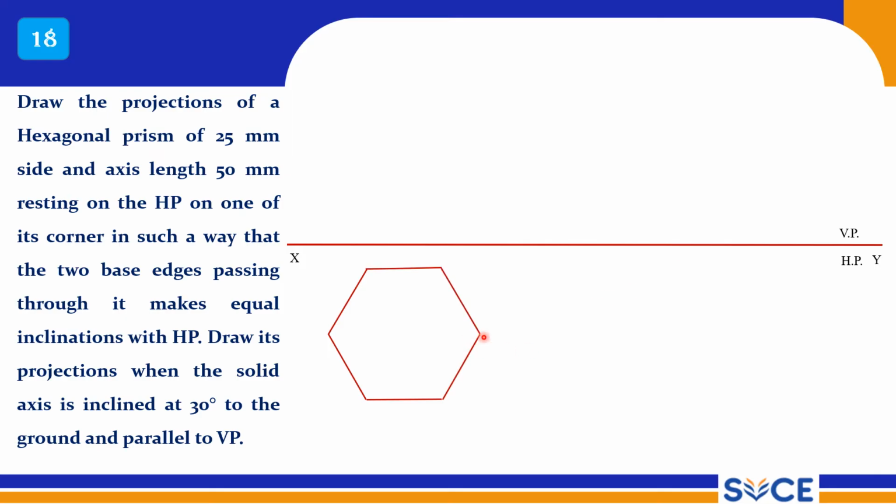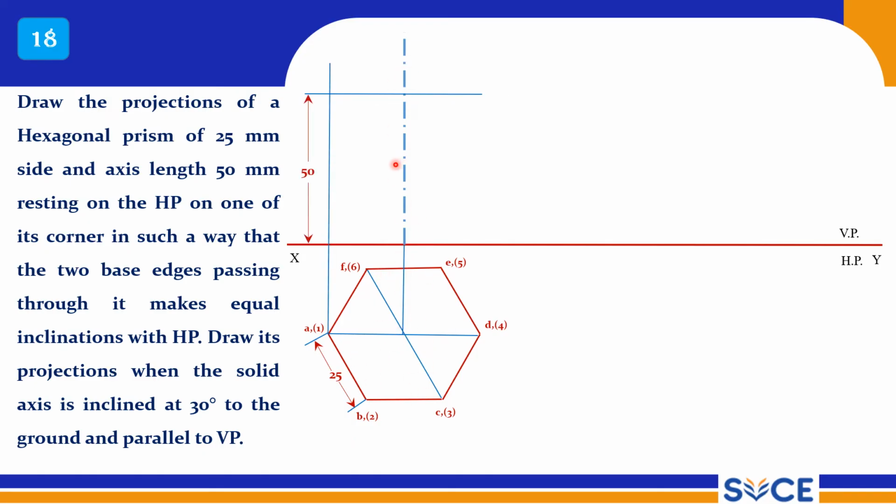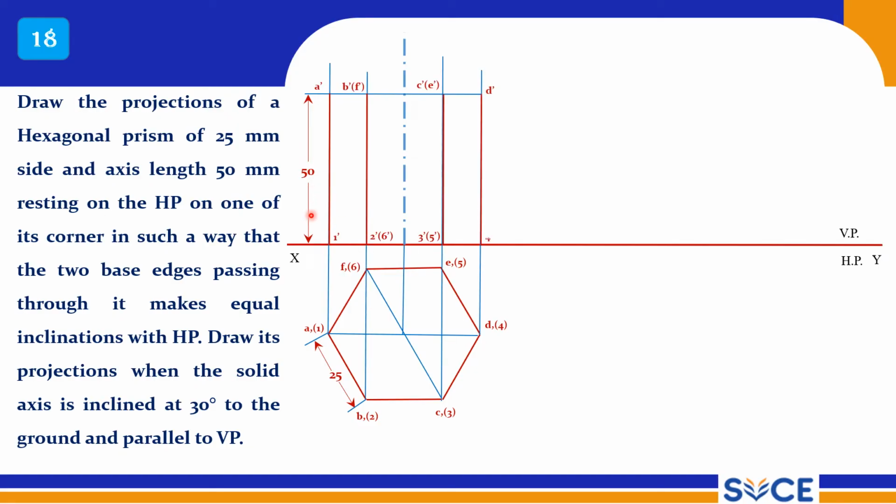Now this is the corner on which it is resting. So both will be inclined if you make it rest on HP, right? Now this is the 25 mm A1, give the notations as usual. So this is a prism. You are not supposed to draw any thick lines here. Draw the axis line, and 50 mm is the height, and draw the simple front view, right?